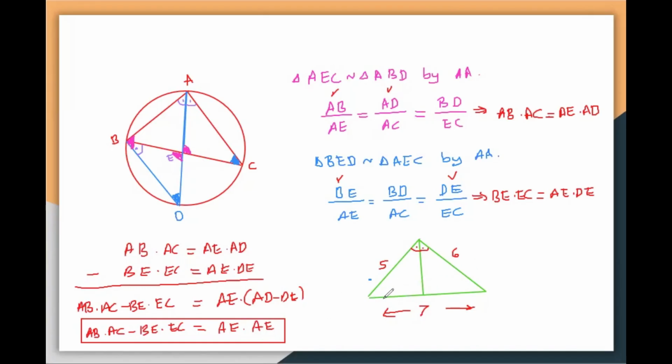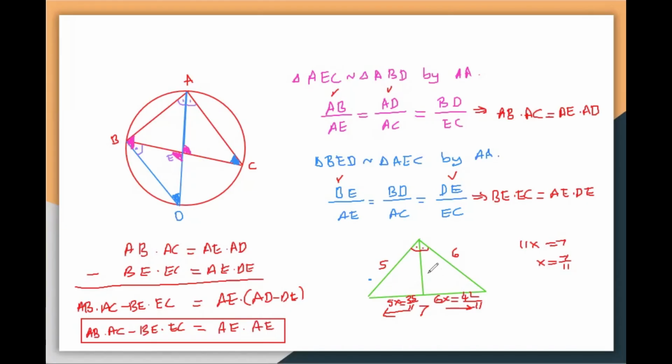But to use this one, I need to know this segment and this segment, which is why I need the angle bisector theorem itself. The angle bisector theorem tells us that when you split the angle, the 5 and 6 proportionally divide the other side as well. So this is 5x and this is 6x, added up to 11x equals 7. So x will be 7 over 11, and 5 times x will be 35 over 11, and 6 times x will be 42 over 11.